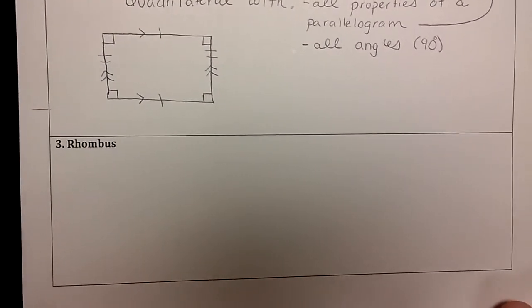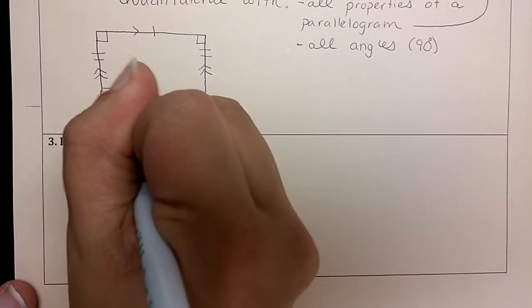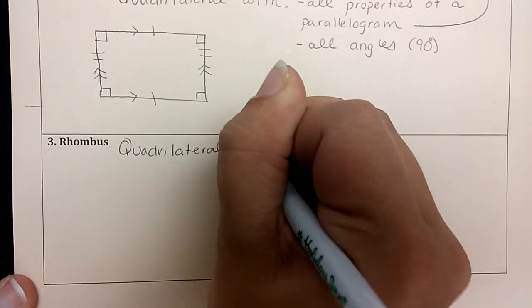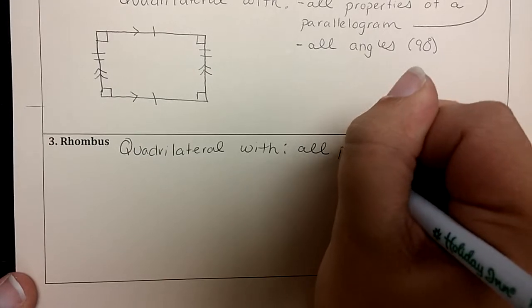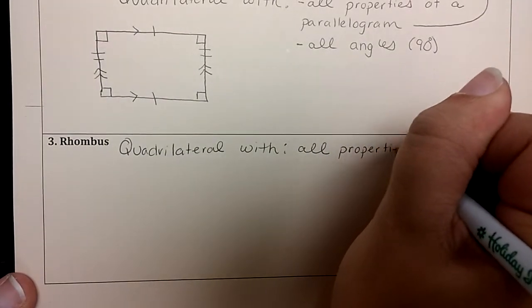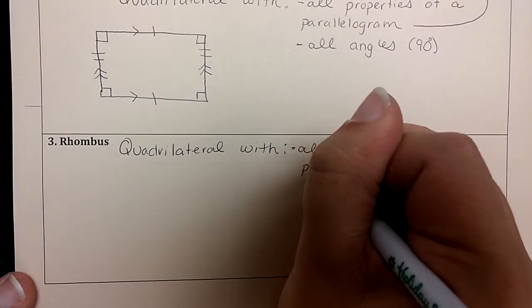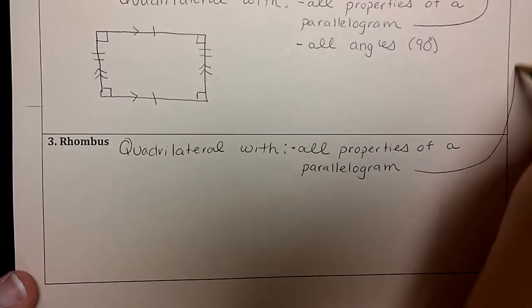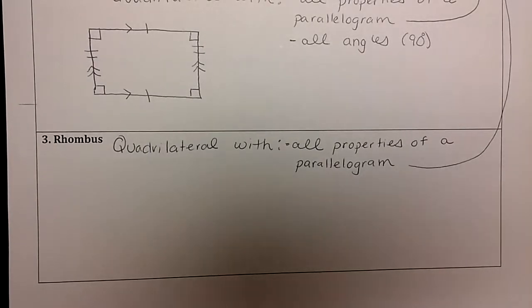The next type of special quadrilateral we're going to look at is a rhombus. A rhombus is a quadrilateral with the following properties. It also is a parallelogram, so it has all properties of a parallelogram. So again, we can draw our arrow going back to that first one. So it has opposite sides parallel, opposite sides congruent, opposite angles congruent, consecutive angles supplementary.